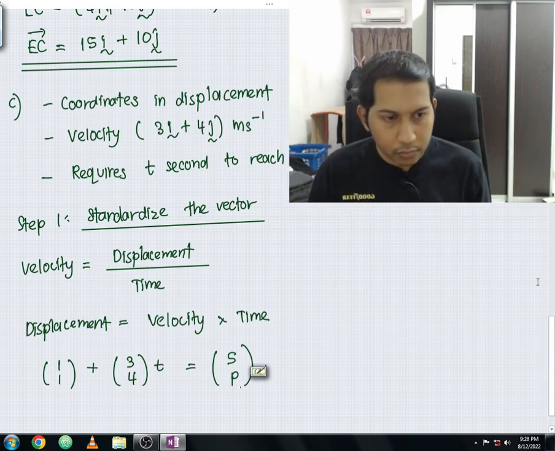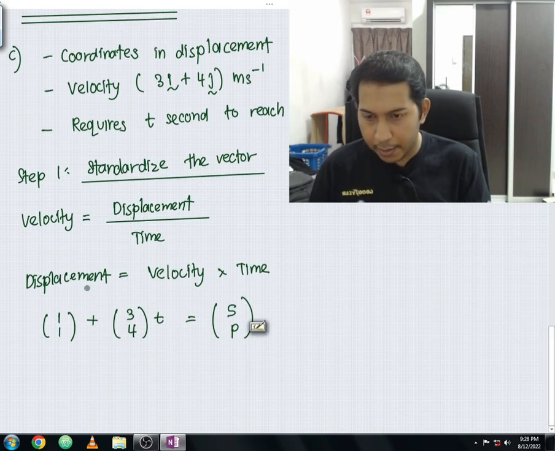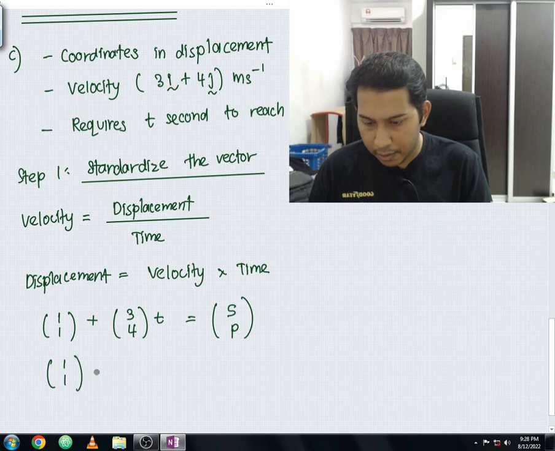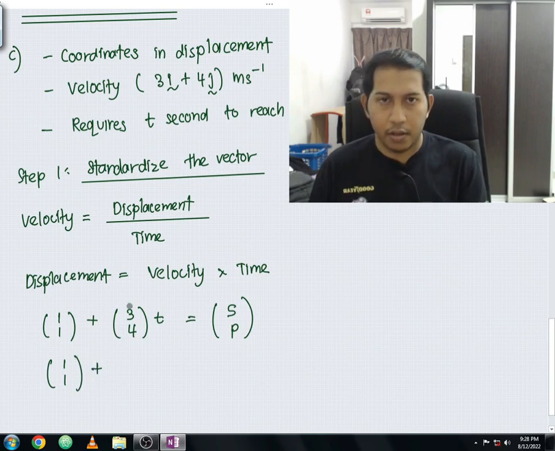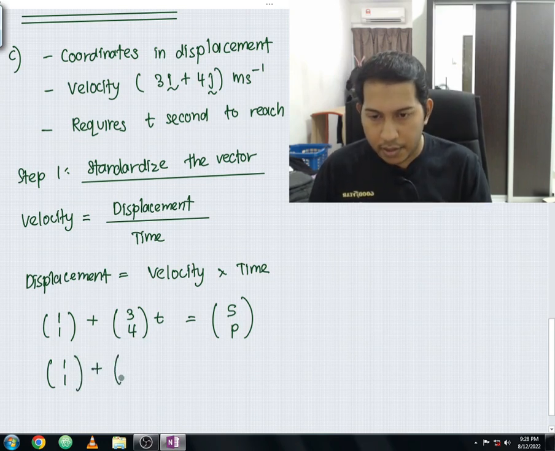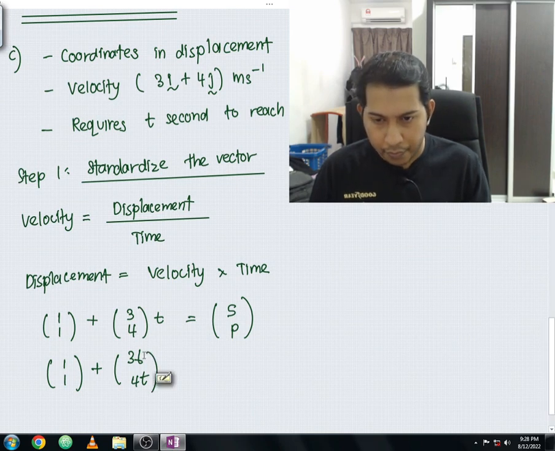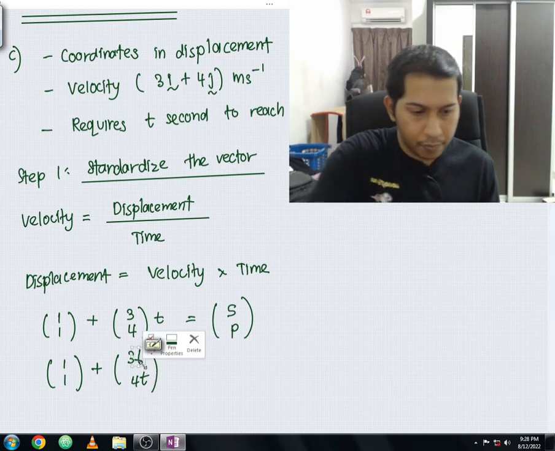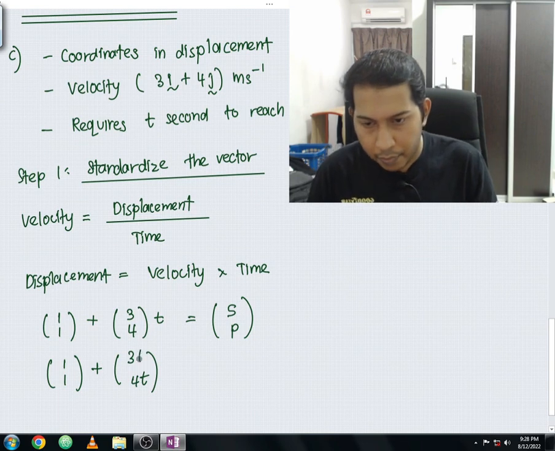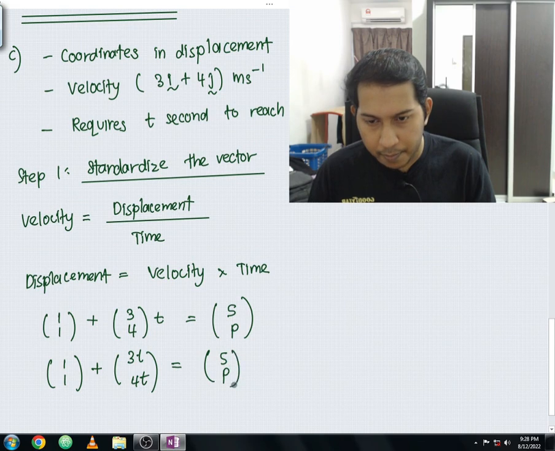Okay, let us solve the vector together. So vector 1 1 plus t, you expand using the matrix concept, the t you times 3 and 4 over here, you get 3t and 4t, equals to 5 comma p.